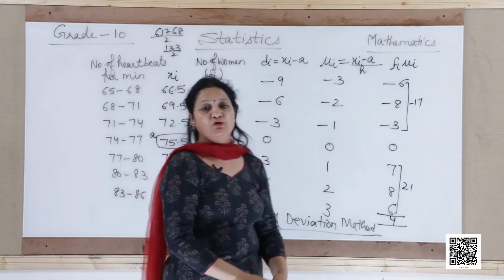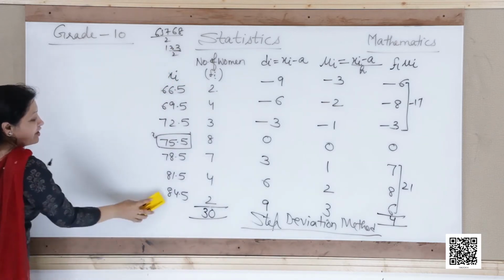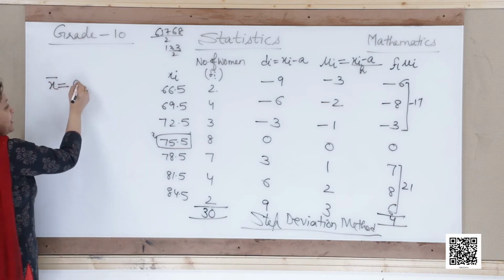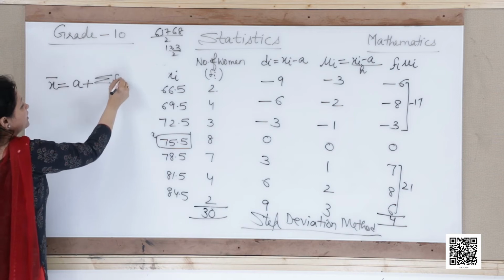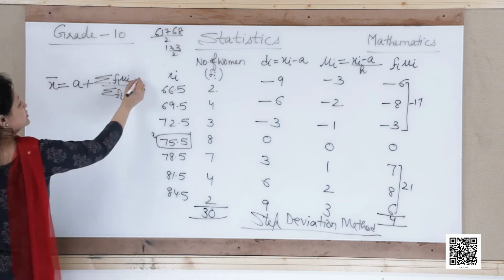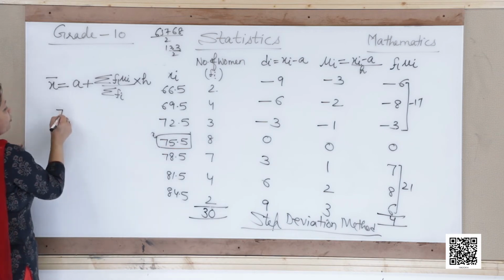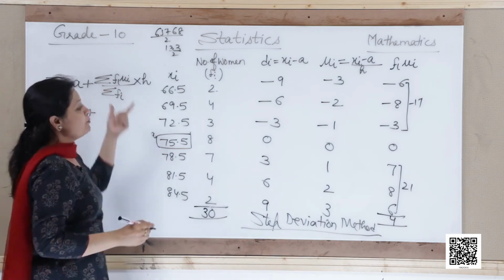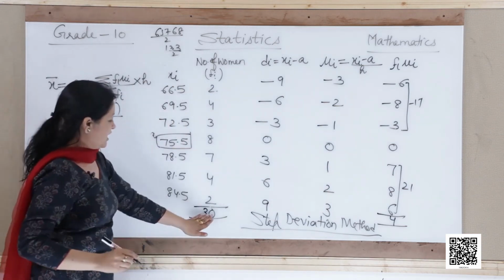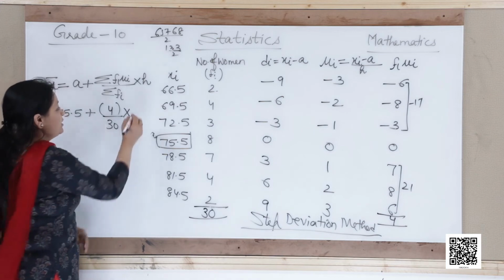Now, the formula to find out step deviation method is, I can rub these class intervals and I'll write down the formula over here. Formula to find out step deviation method, A plus sigma fi ui upon sigma fi. We have used h also in this, so multiply by h. A, we have assumed 75.5 plus sigma fi ui we have got is 4 upon sigma fi, that is 30, multiply by h. Difference between the terms was 3, so it is 3.